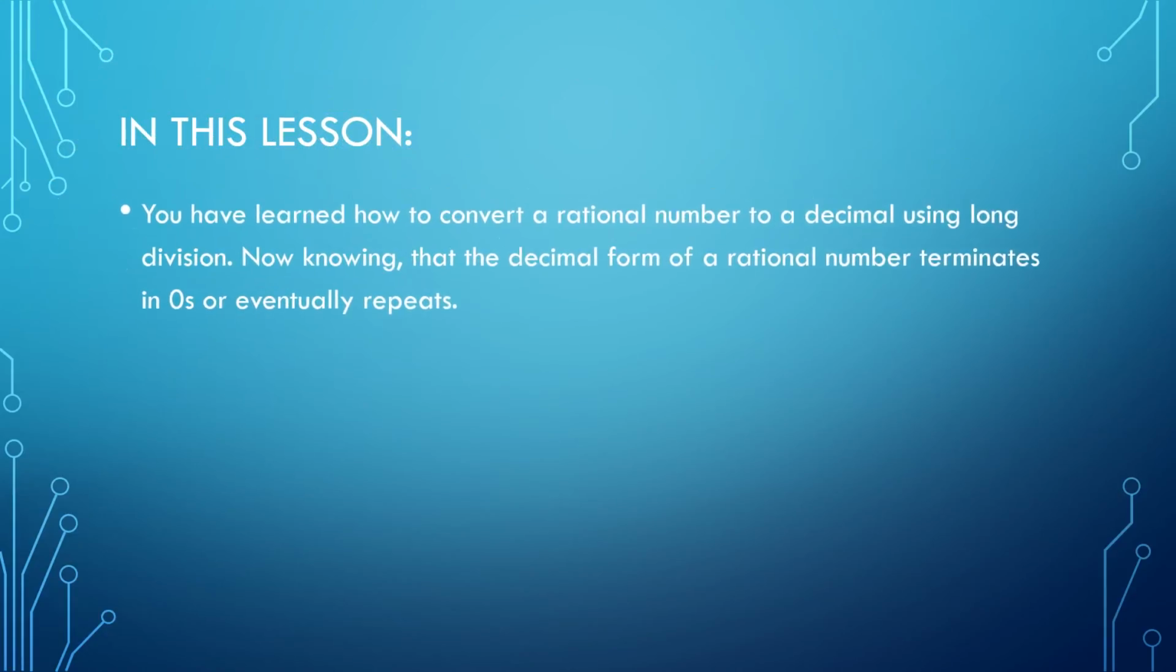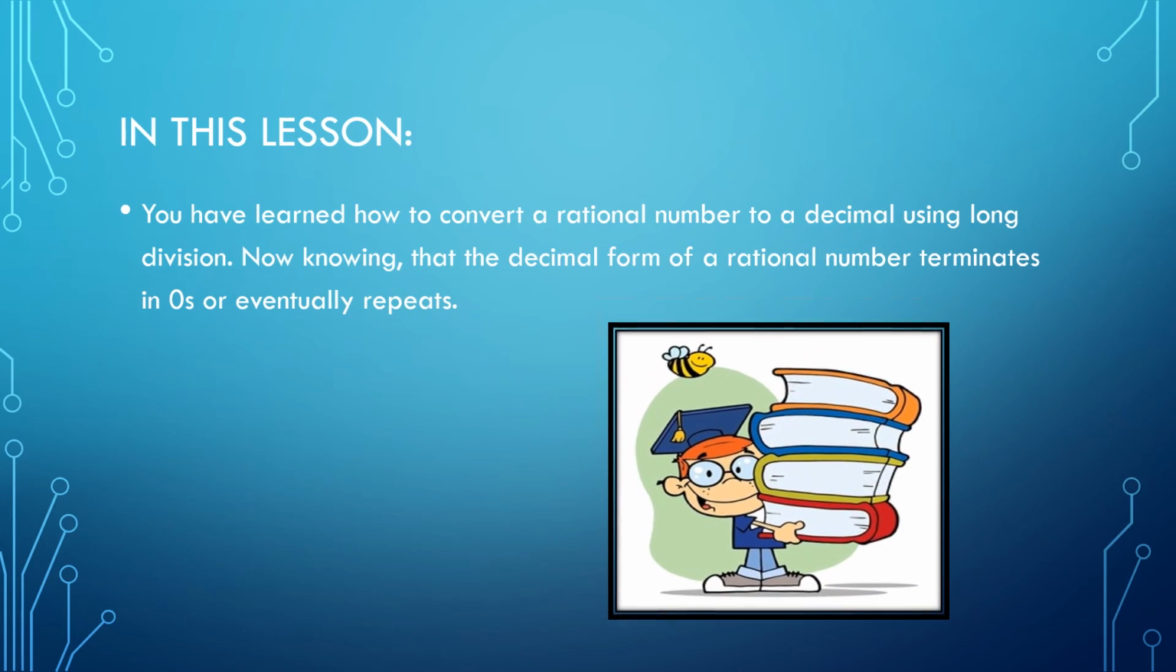In this lesson, you have learned to convert a rational number to a decimal using long division, now knowing that the decimal form of a rational number terminates in zeros or eventually repeats.